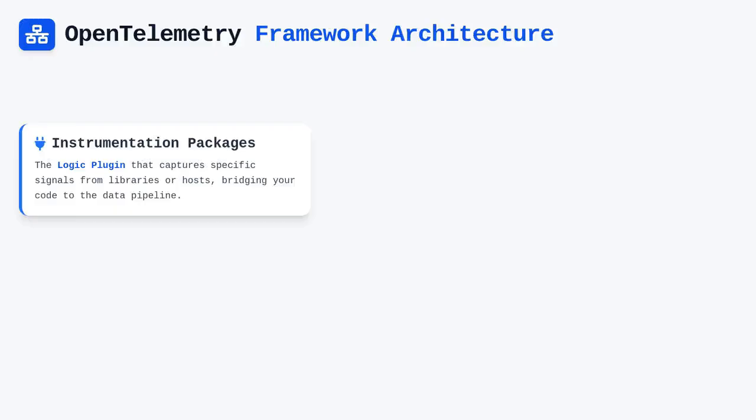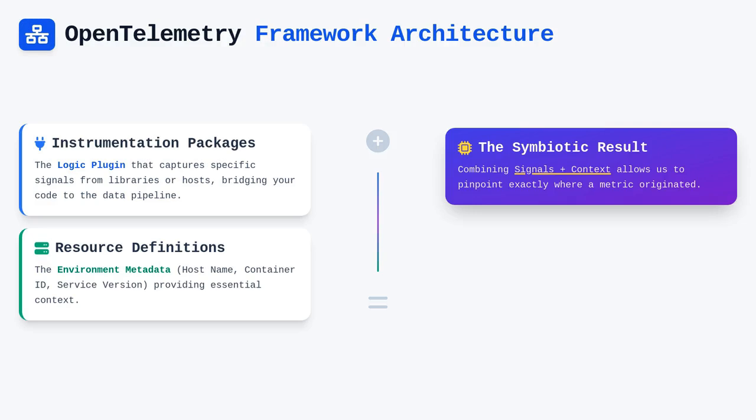Instrumentation packages and resource definitions exist as separate but symbiotic components within the OpenTelemetry framework. An instrumentation package encapsulates the logic required to capture specific signals from a library or host, essentially serving as a plugin that sits between your code and the data pipeline.